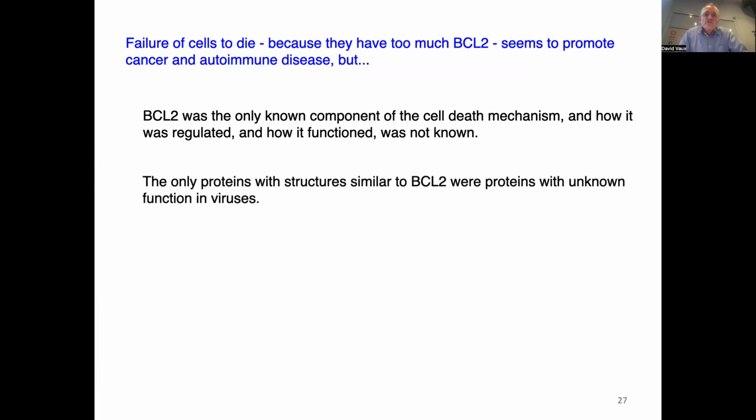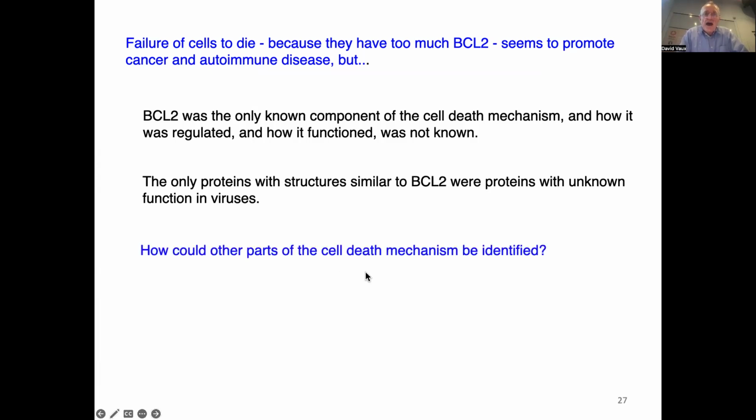The only proteins with structure similar to BCL2 were proteins with unknown function in viruses. But presumably, viruses are really just captured genes that are operating on their own. And presumably viruses capture BCL2-like proteins to keep cells alive because viruses need to take over a cell's metabolism in order to make new copies of the virus. And if a cell can detect the virus and kill itself, that can stop the virus from replicating. So there's a good reason why viruses might want to carry copies of BCL2-like genes.